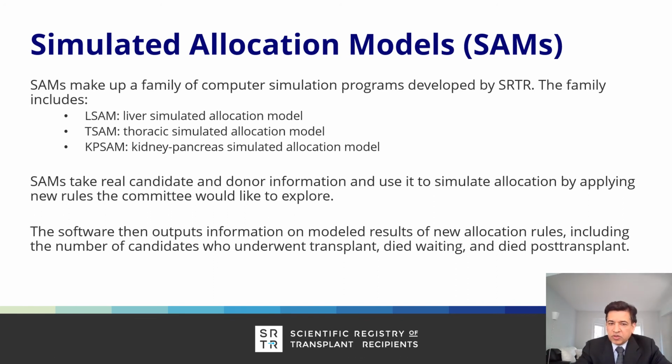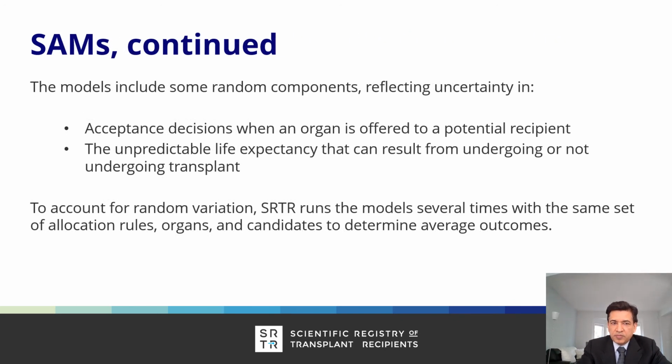The software then outputs information on model results of new allocation rules, including the number of candidates who underwent transplant, those that died waiting, and those that died post-transplant. The SAMs include some random components, to reflect uncertainty in the acceptance decisions when an organ is offered to a potential recipient, and the unpredictable life expectancy that can result from undergoing or not undergoing a pancreas transplant. To account for random variation, the SRTR runs the model several times with the same set of allocation rules, organs, and candidates to determine the average outcomes. And that's the data that I'll be showing you.